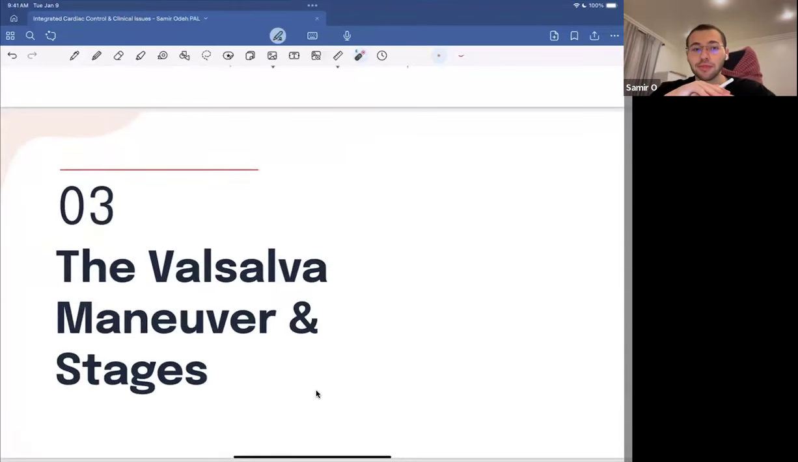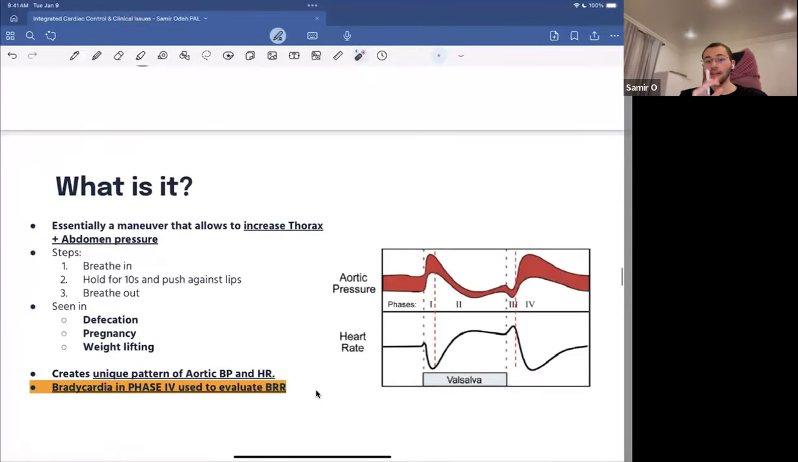All right. The next section of our topic today is the Valsalva maneuver. This is my favorite topic, actually. Essentially, the Valsalva maneuver allows you to increase thoracic pressure and, in a way, also abdominal pressure. It's used in a lot of different diagnoses, and it's used in pregnancy, especially parturition, so in birth. It's used in defecation and of course in weightlifting. So when someone's in a weightlifting competition, that is a Valsalva maneuver. Essentially, you breathe in, you hold it for 10 seconds, and you forcefully exhale.